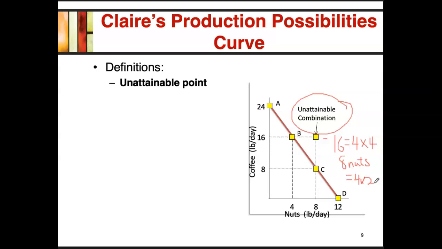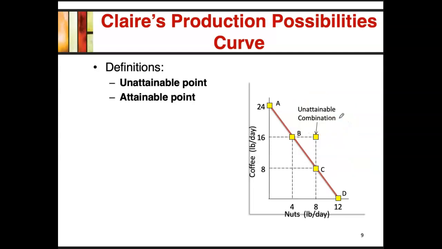Remember, she has fixed resources in the sense that she only has 6 hours to work in the day, right? She's living on an island. There are dangerous animals on the island, okay? Daylight is only for 6 hours, so she has only 6 hours to collect food. Hypothetically speaking, this point right here is unattainable. She can't get to this point because she doesn't have the resources to get to that combination.